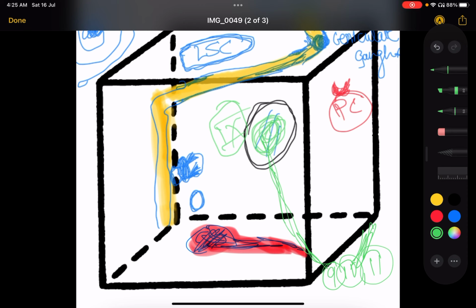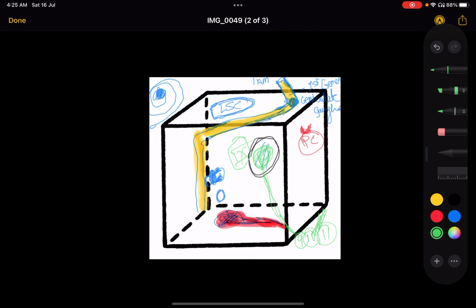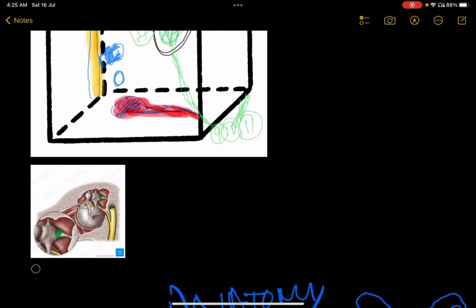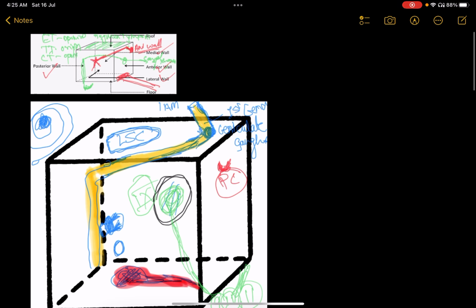We could get much more into detail of this, but what's necessary to understand is that in the floor there is a jugular bulb, and there's obviously the 9th, 10th, and 11th nerves which come from the jugular foramen. And in the roof, very importantly, is your tegmen tympani, above which is the temporal lobe of the brain. And I think that's literally about it.